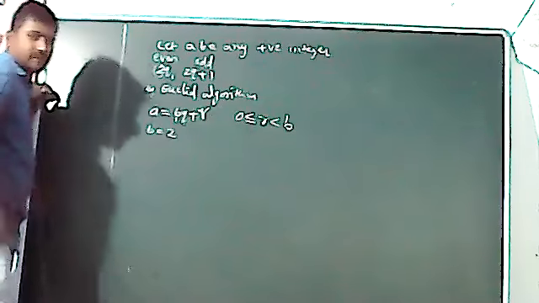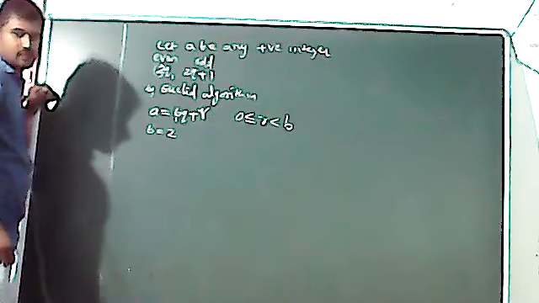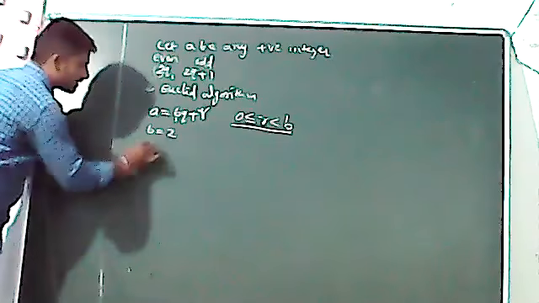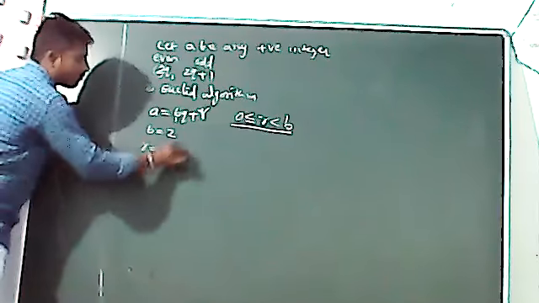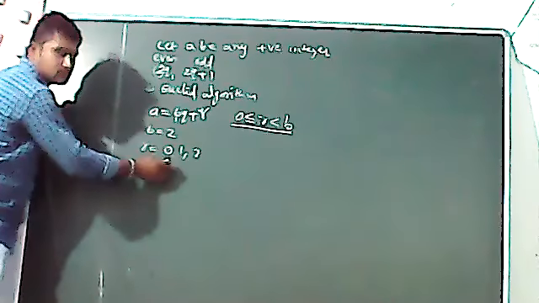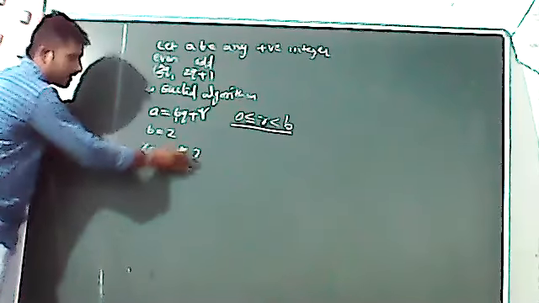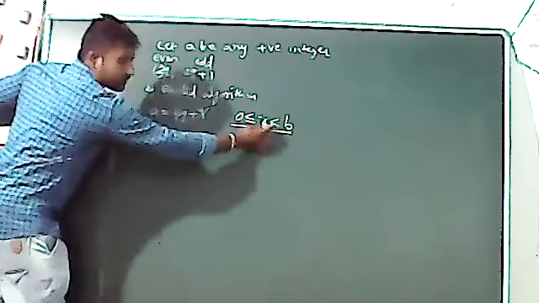Then how can we find the R value, the remainder? There is already a condition: 0 less than or equal to R less than B. Here the B value is 2. So are the remainders 0, 1, 2? No, because R is always less than B.